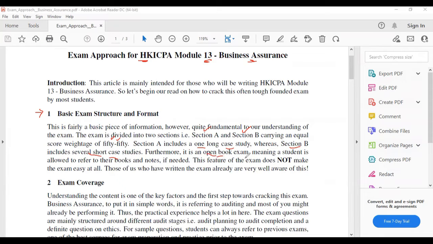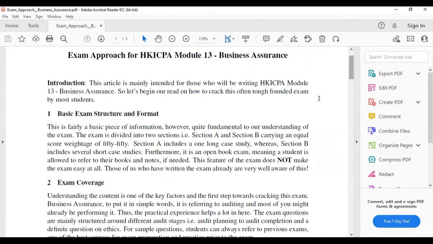This is an open book exam, as you probably know, but this does not make the exam very easy. Especially the business assurance exam. Actually, an open book exam is not going to help you in the business assurance exam. You have to understand it very carefully. Even if you're allowed to take books and notes, you have to be very careful about the materials that you use and what you pick from them. But I don't think this exam requires a book actually, so you would have to write things on your own based on your understanding.